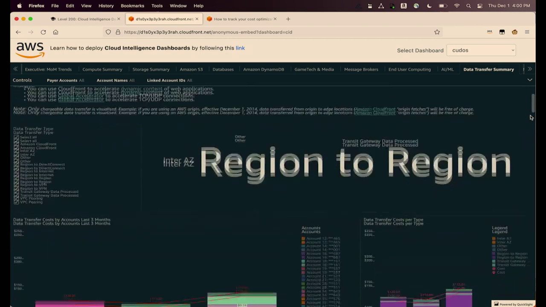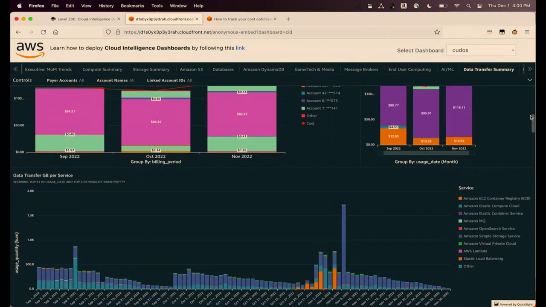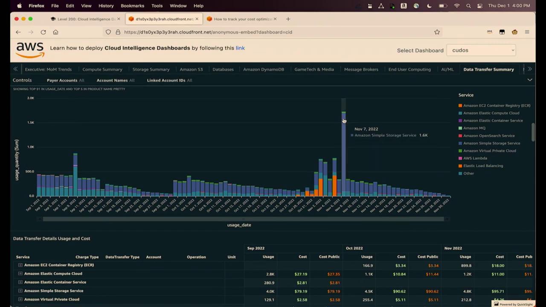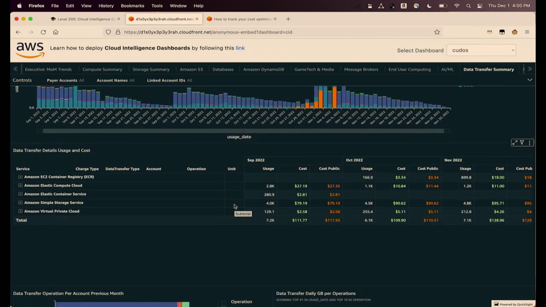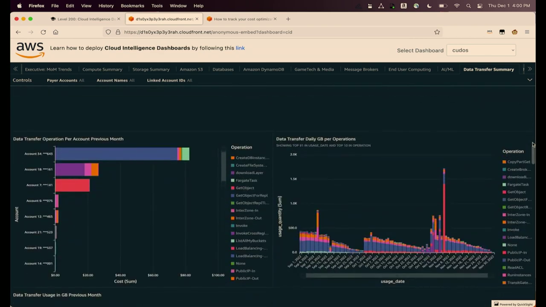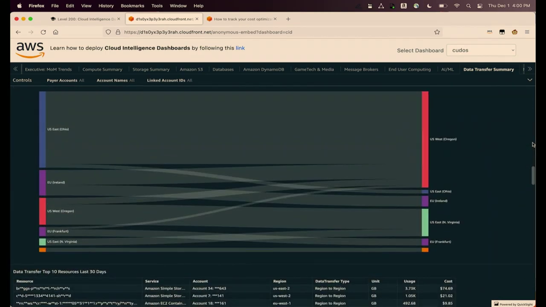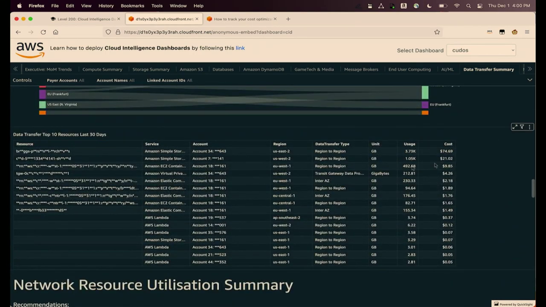And so, for example, with data transfer, I can find daily spikes like this. I see there was a big spike on that day. I can drill down deeper into the services that are responsible for the data transfer costs, and I can see the breakout by month, by day, by account, by region, and then again, now by resources. So this is telling me what my top 10 most expensive data transfer resources are, right?